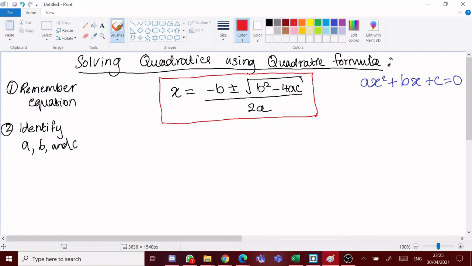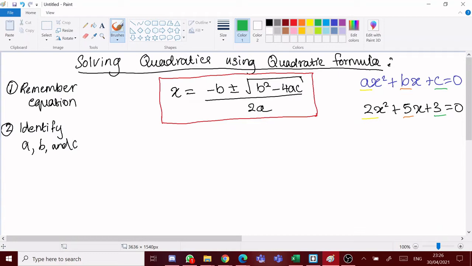What you have to do is identify what a, b, and c are. So as an example, if I have a quadratic such as 2x squared plus 5x plus 3 is equal to 0, a would be 2, b would be 5, and c would be 3. So that is the second step. Identify what a, b, and c are.